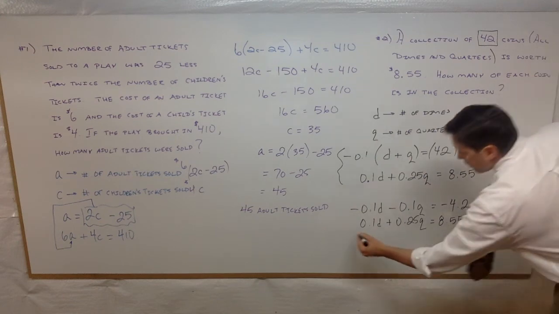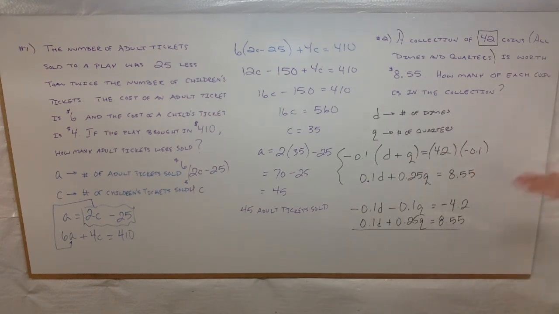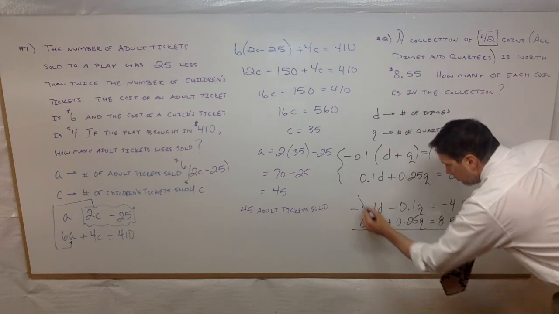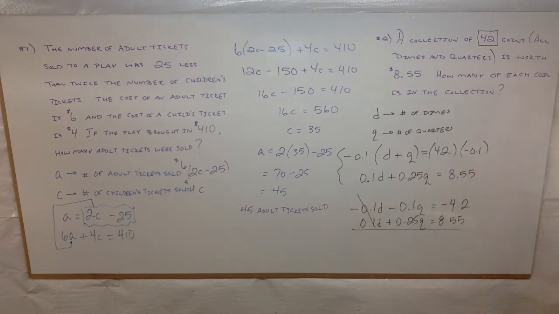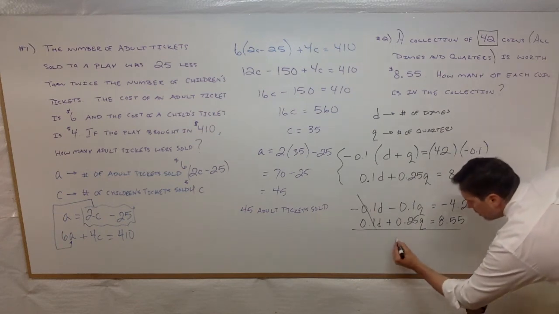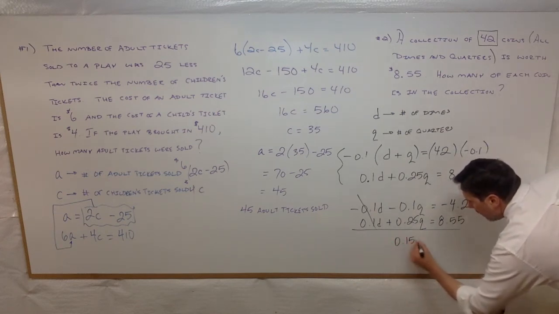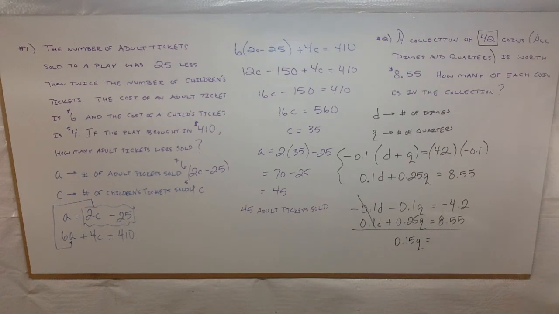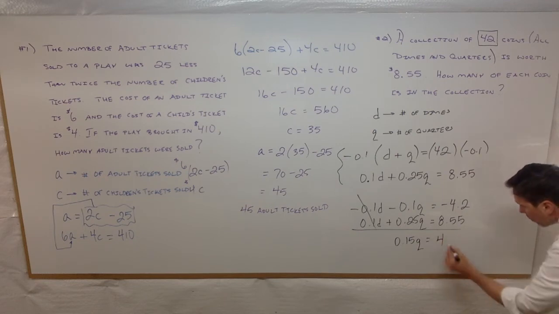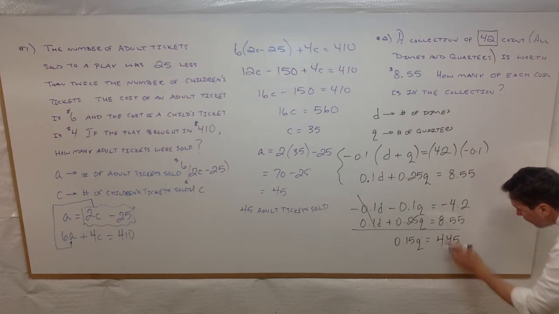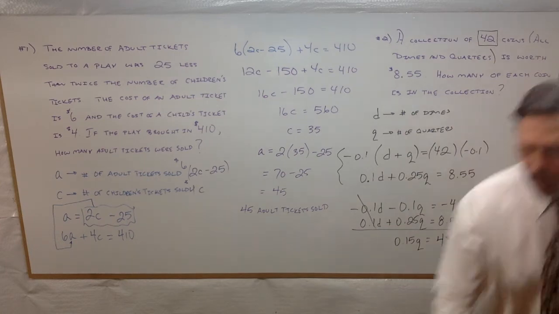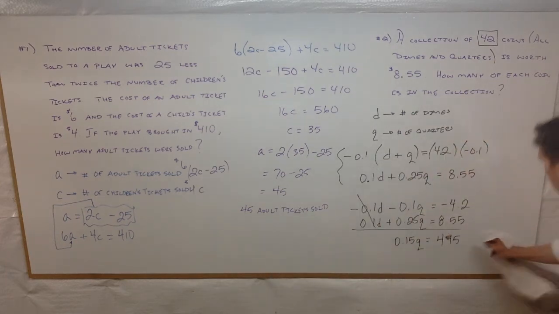Okay, the elimination method says add them up, and you should be able to eliminate a variable. And we made sure that happened. The D's eliminate. We got negative 0.1 plus 0.25, which would be 0.15 Q equals, all right, $8.55 minus $4.20 puts us at $4.35. That worked really well. $4.35.